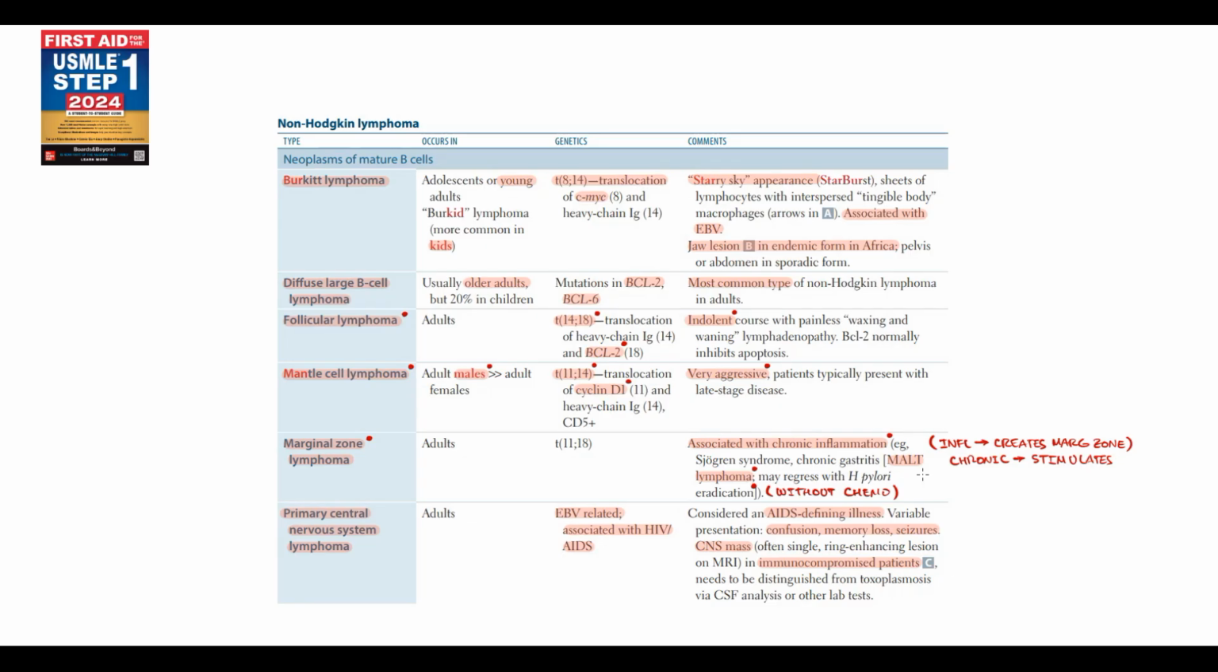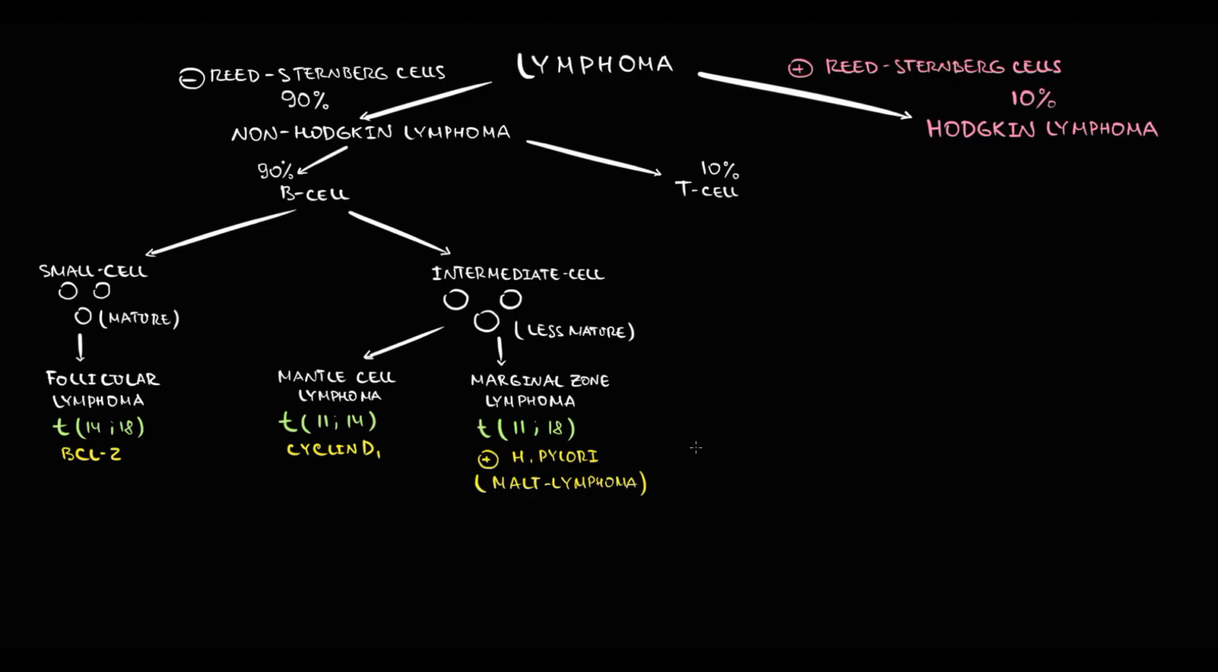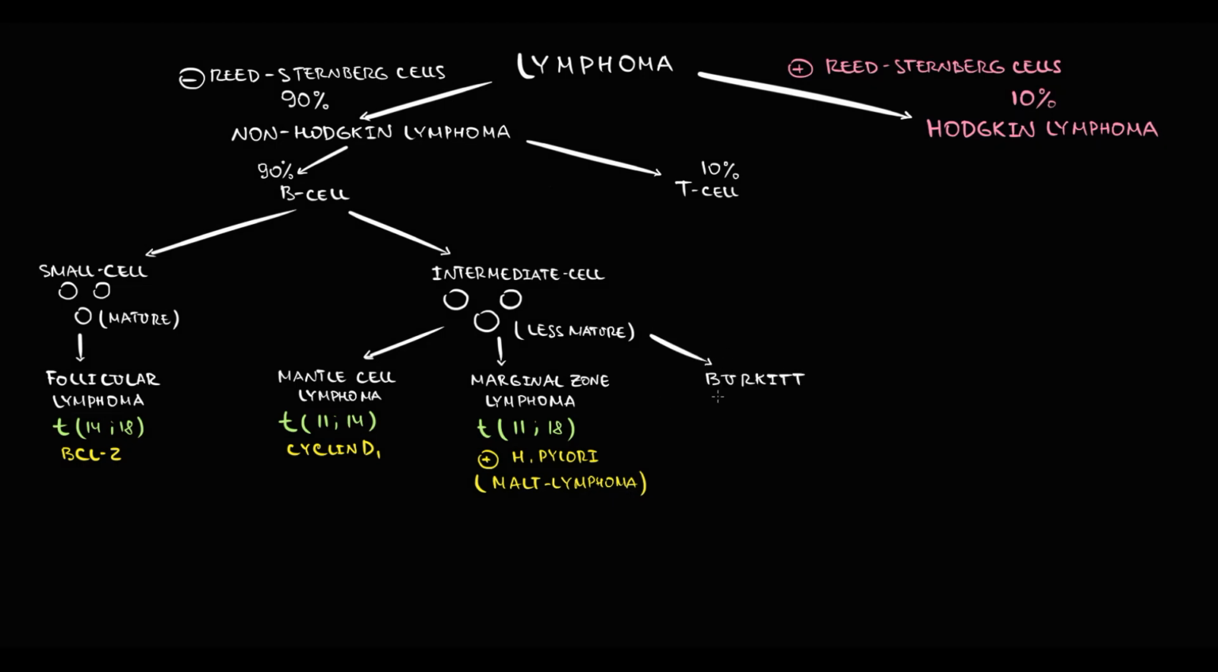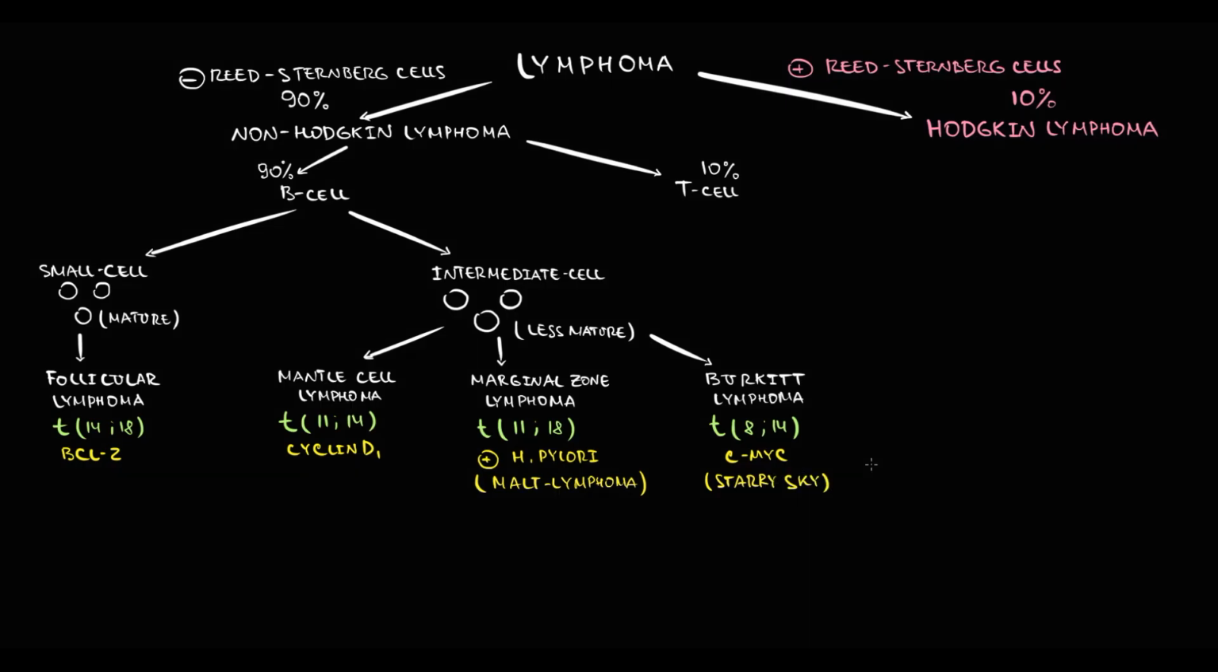Same logic applies to other marginal zone associations. Sjögren's syndrome drives salivary gland MALT lymphoma, and so on. Now we add the fourth B-cell lymphoma to the diagram, and this one is in a different league entirely. Burkitt lymphoma, caused by translocation between chromosomes 8 and 14, which results in hyperactivation of c-MYC gene. And the specific feature is starry sky appearance on histological examination.